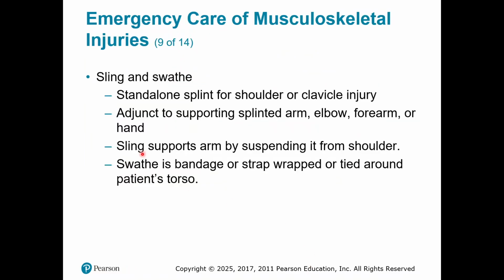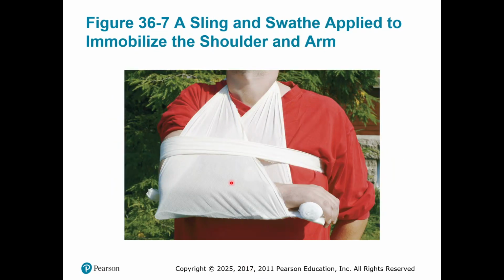The sling and swath, it's a standalone splint for shoulder or clavicle injuries. The adjunct to supporting splint, the arm, elbow, forearm, or hand. The sling supports the arm by suspending it from the shoulder. The swath is a bandage or strap wrapped or tied around the patient's torso. I think here's an example of that. And that's the only good triangular bandages do, really. That's the reason why we have them if you ever see one.